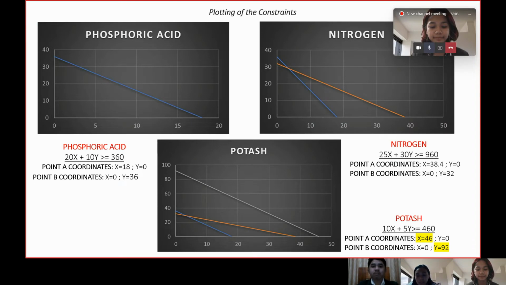We then identified our constraints, which are for the phosphoric acid, nitrogen, and potash, including the non-negativity of x and y, and then substituted each of these to be able to get values of point A and B coordinates. We have shown here the point coordinates of each chemical requirement, as well as the graphs that we have after plotting all the coordinates.